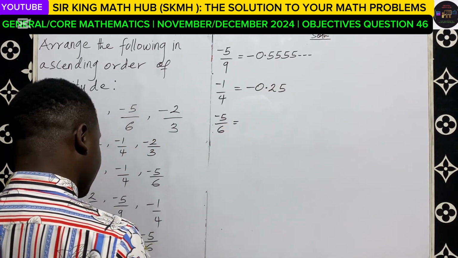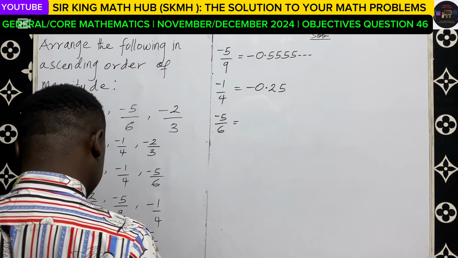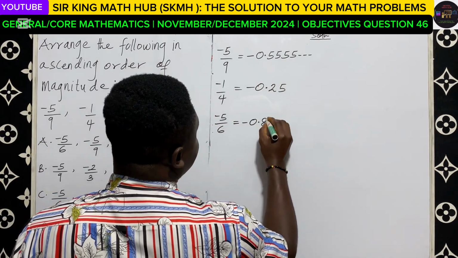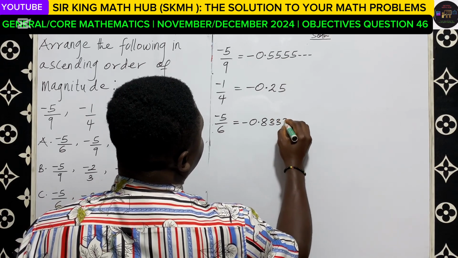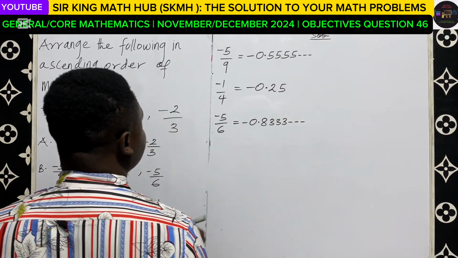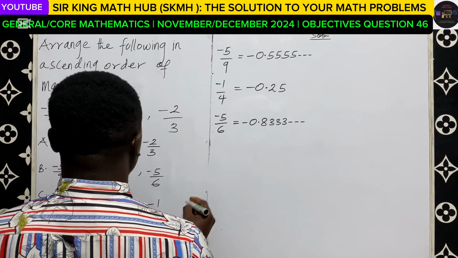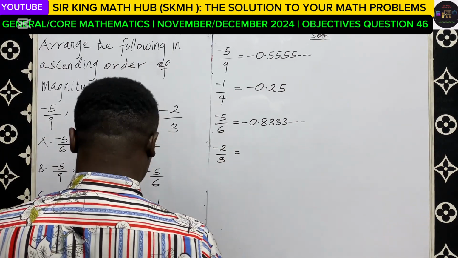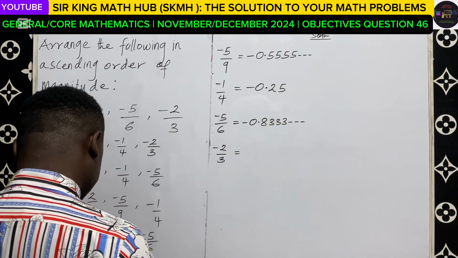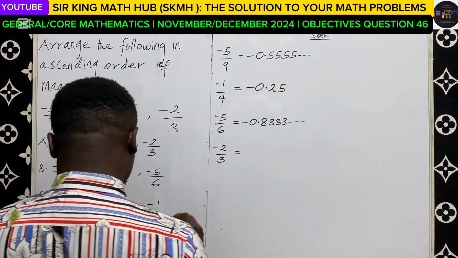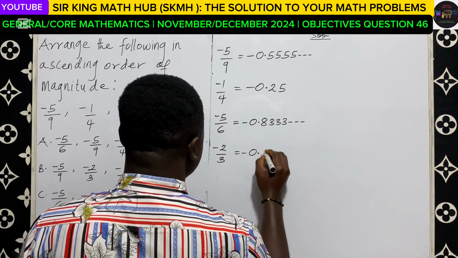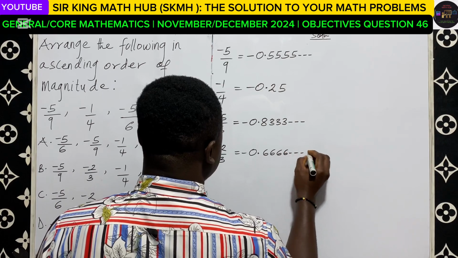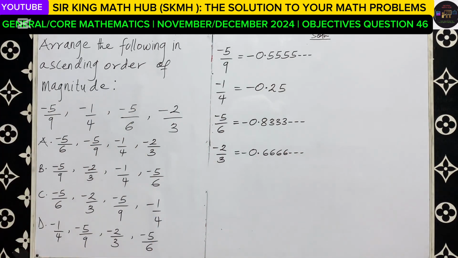Now the third number, -5/6. Again, using the calculator, we have -0.8333. The 3 is recurring. And then lastly, -2/3, we have -0.6666. The 6 is also recurring.